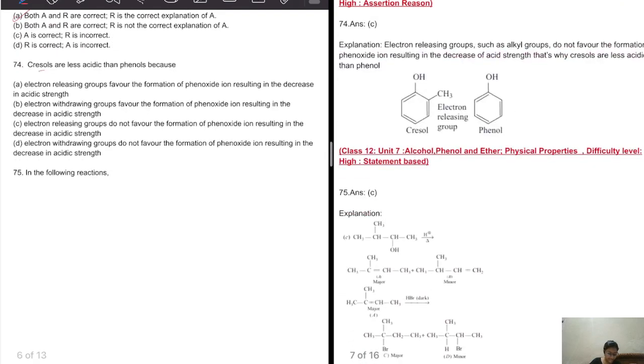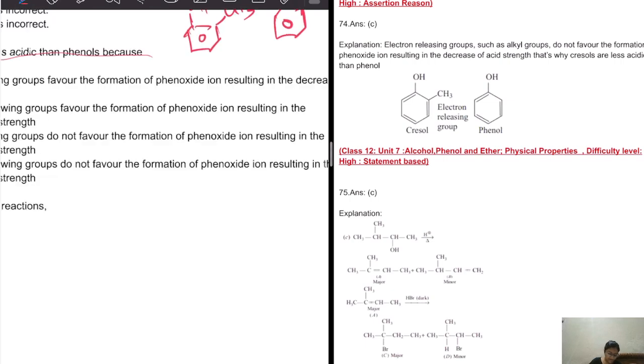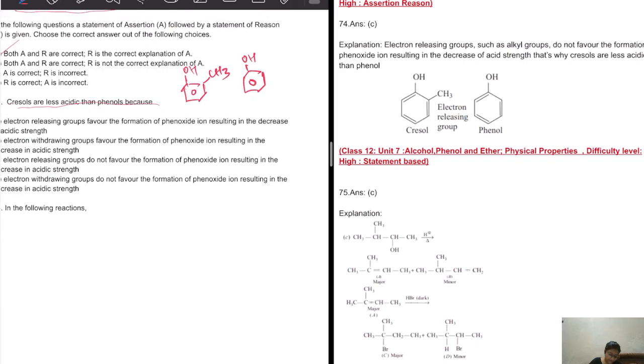It says cresols are less acidic than phenols. Let's see the structure of cresol, which is this, and phenol is this. Now you can easily notice that in cresol, both OH and CH3 are there, and CH3 is an electron releasing group. So it will destabilize this, and electron density on O will increase, leading to instability and lesser acidity.